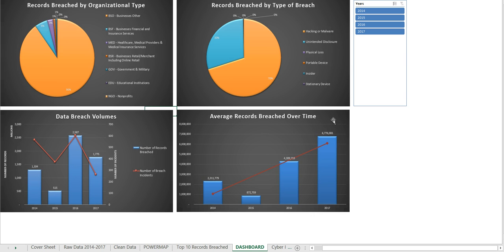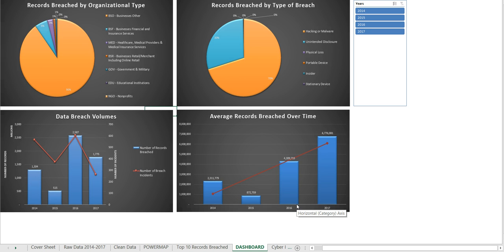The graph to the right shows how the average number of records breached over time is increasing, and it has an upward trend. So if we think about what this means, the two graphs on the bottom are suggesting that data breaches are getting more advanced and sophisticated. Although the number of records breached is not the only factor that makes an incident high risk, it does give us some indication of how severe the breach was.